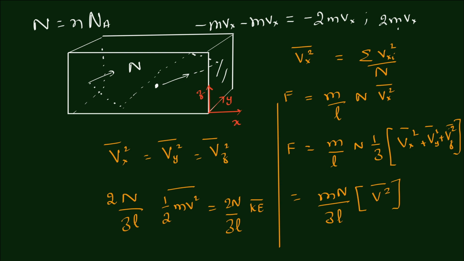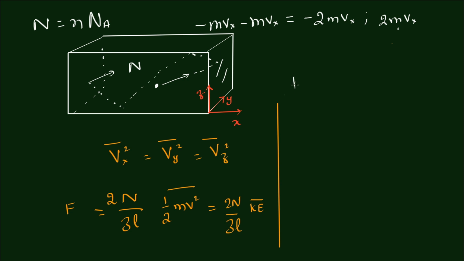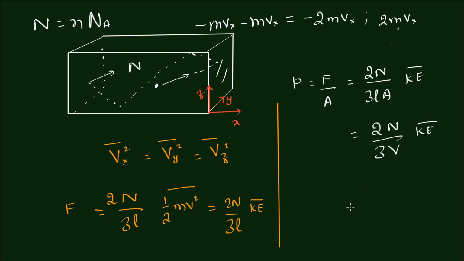So we have one more step. This is the force. Remember that. What I'm going to do is find the pressure. So the pressure of the gas is going to be the force divided by the area of this wall. That's going to be equal to 2n by 3LA times the average kinetic energy. Now L times A, length of the box times the area, is nothing but the volume. So this is equal to 2n by 3V times the average kinetic energy. Take V that side, we get PV is equal to 2 by 3 n times the average kinetic energy.